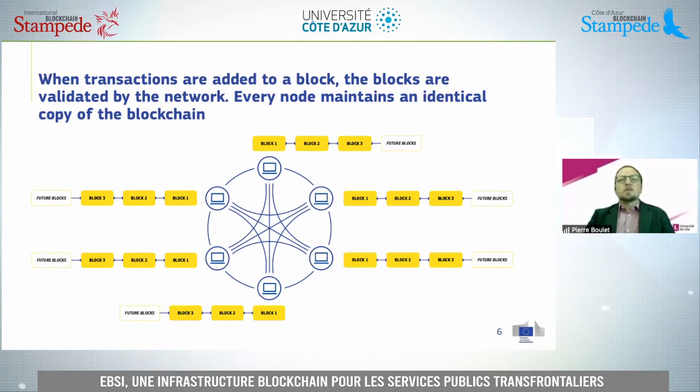So when transactions are added to the blocks, they are validated by the different operators, by the consensus operator, and every node thus has an identical copy of the blockchain, making it resistant to failing nodes.